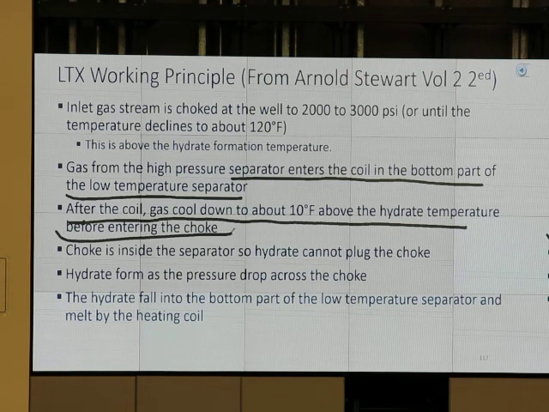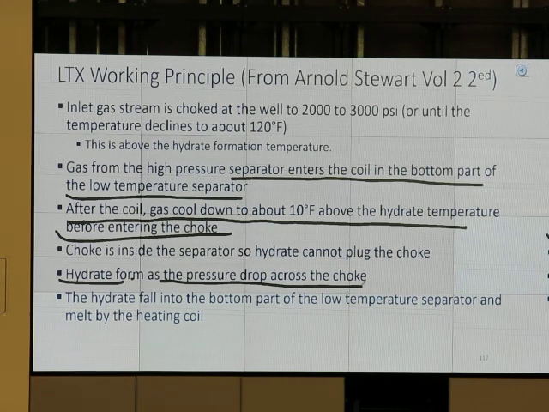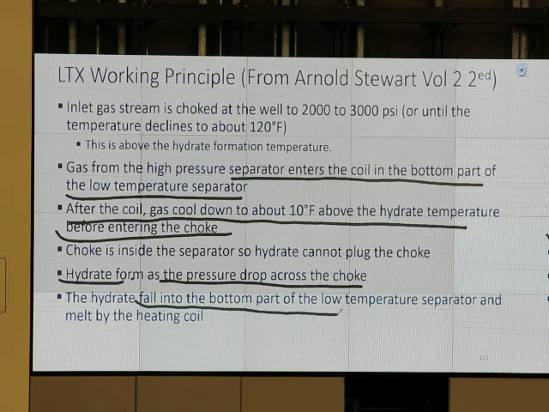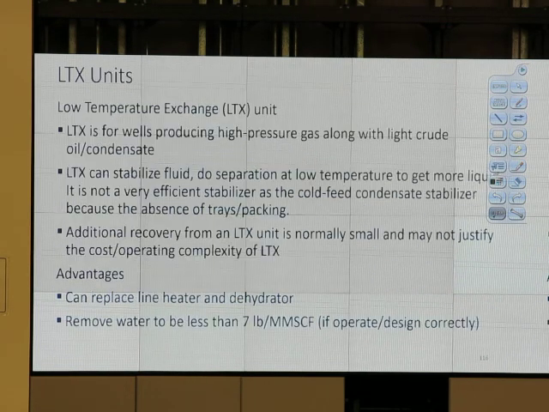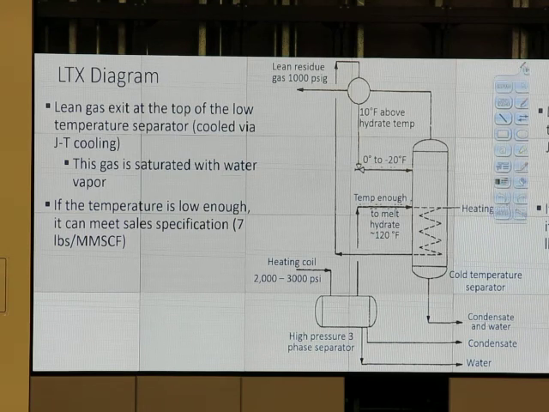Choke is inside the separator, so hydrate cannot plug the choke. Hydrate forms as a pressure drop across the choke. The hydrate falls into the bottom part of the low temperature separator and is melted by heating oil. Okay, so the choke is here. The choke is inside this thing, right?